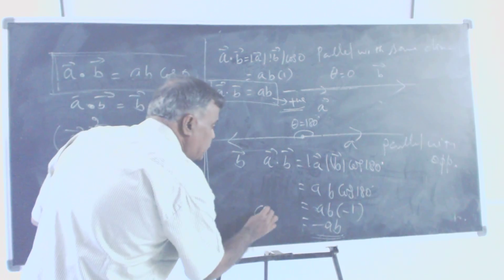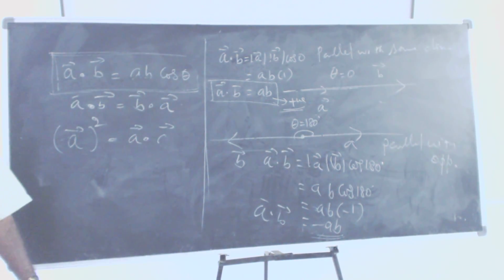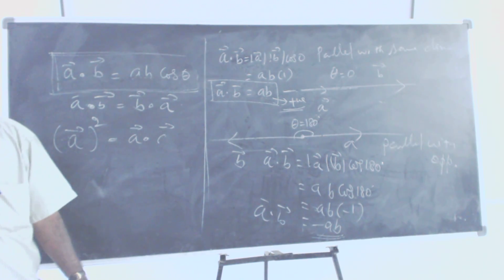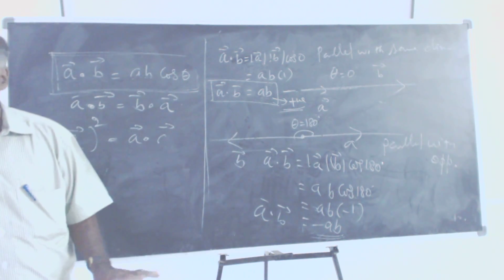So A dot B is negative when A and B are parallel with what direction? Opposite direction. A dot B is positive, A dot B is negative, both are possible. So A dot B can be positive, A dot B can be negative. When is A dot B positive? A dot B is positive when A and B are parallel with the same direction. A dot B is negative when A and B are parallel with the opposite direction.